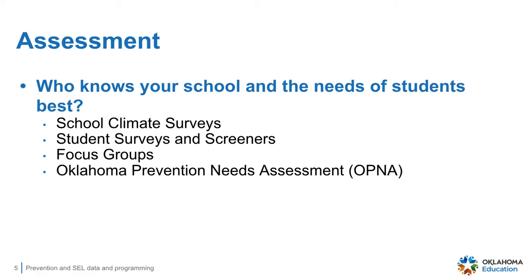Another good source of information is the Oklahoma Prevention Needs Assessment. Students across the state take the OPNA every couple of years, and this data is used to plan statewide prevention programming, as well as can be used by areas and schools.